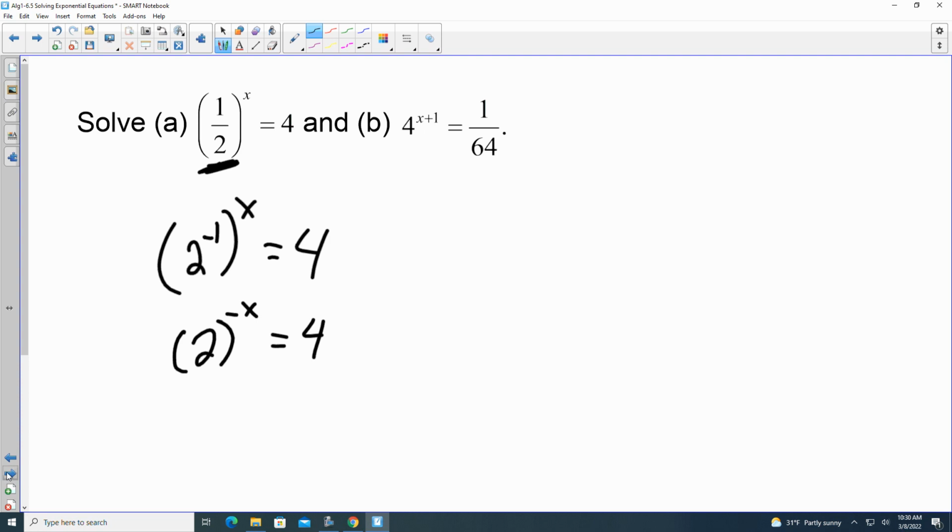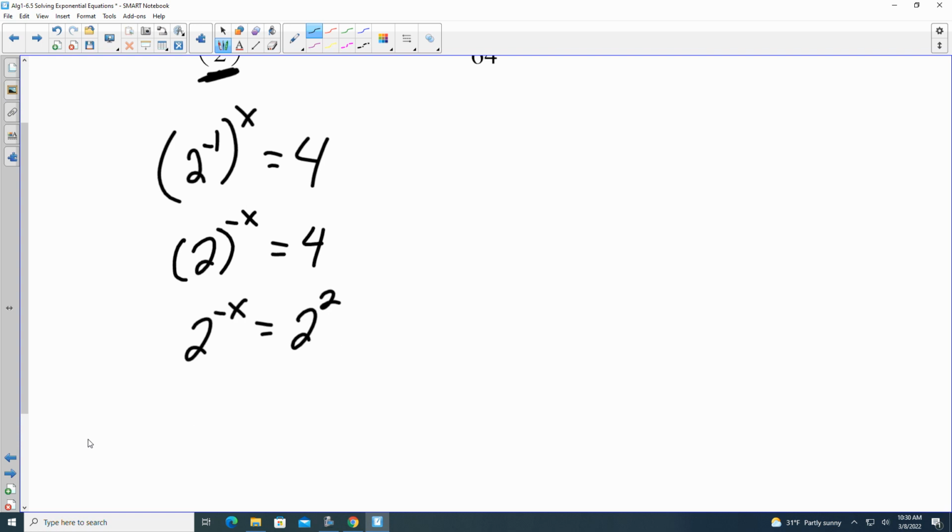Now that I have a base of 2 over here, I can manipulate 4 to make 2. So now I can say this is 2 to the negative x power is equal to 2 squared. So now I can say, okay, I got the same base. Now negative x is equal to 2, which means x is equal to negative 2.